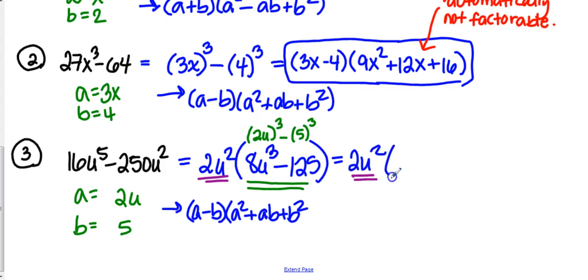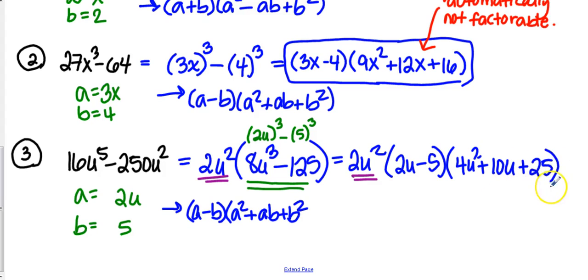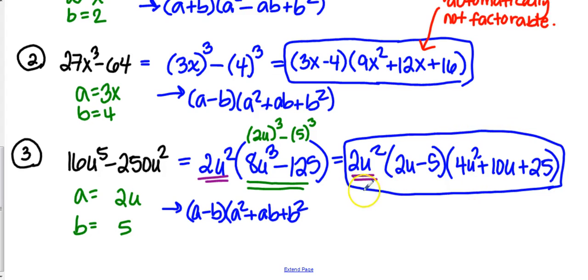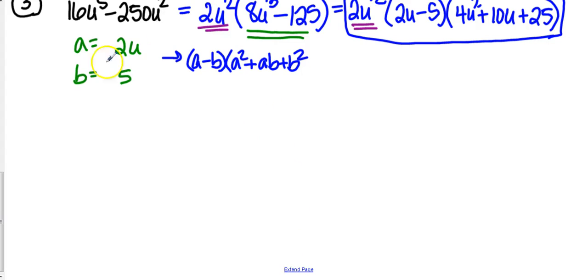So I've got A minus B, which will be 2u minus 5, A squared, 4u squared, plus AB, so plus 10u, plus B squared, which is 25. And that whole thing will be my answer. Again, making sure the GCF stays out front. Last example for these notes, number 4. X to the third, y to the sixth, minus 64.